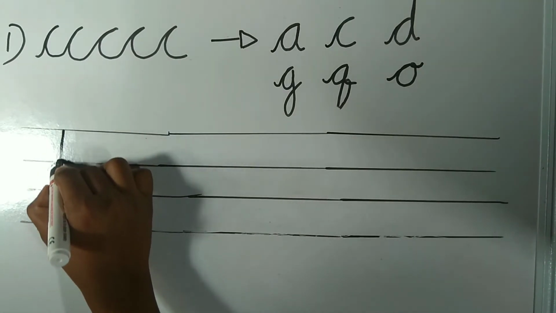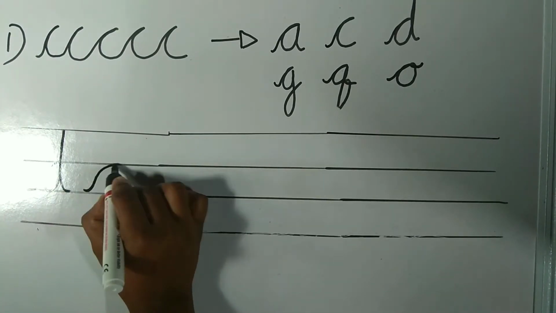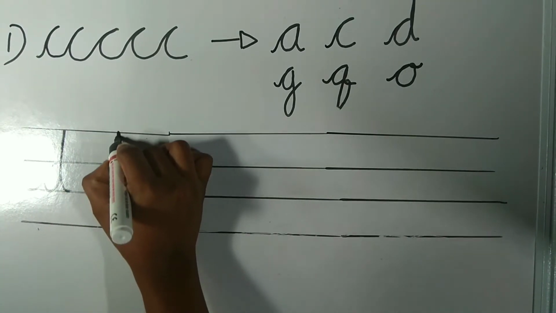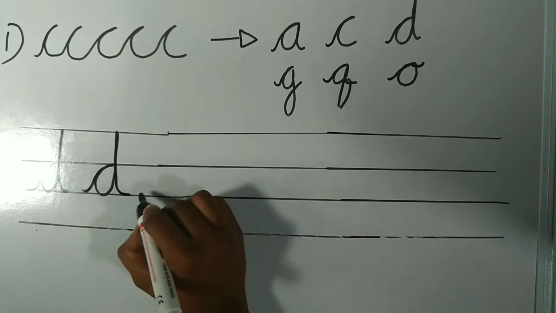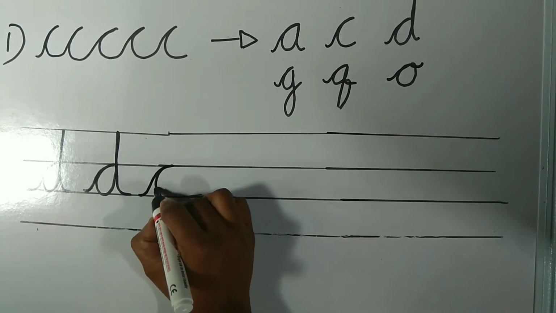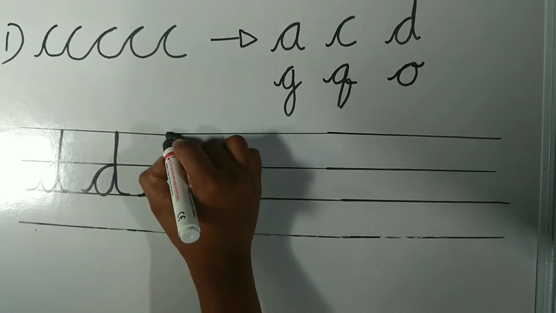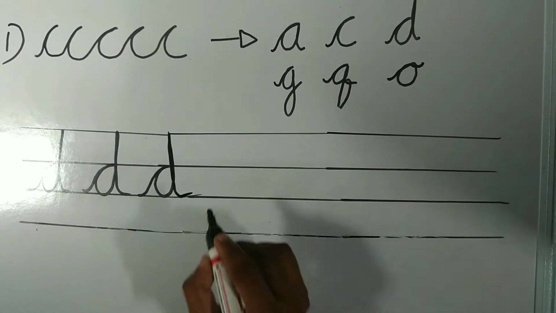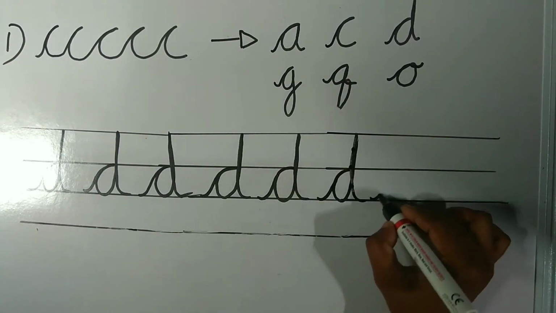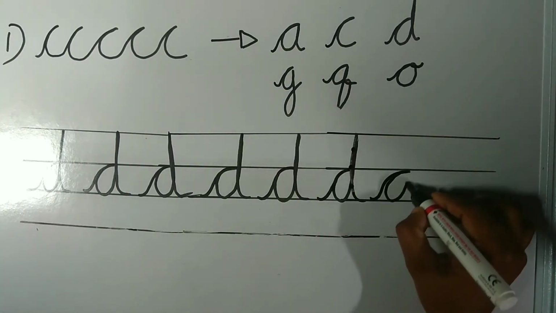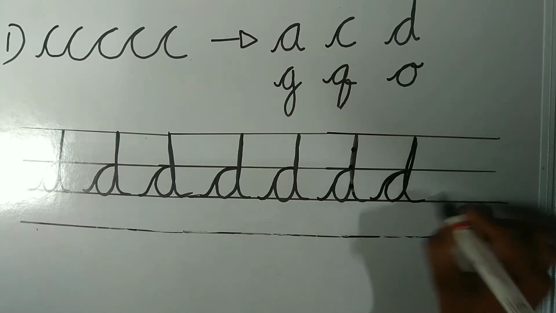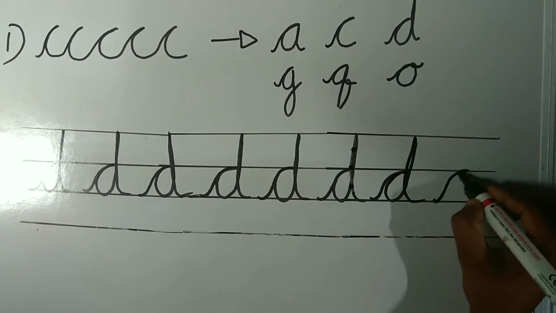Then the next one is D. Start from the third line, write like A, then go up and come down. Start from the third line, write like A, go up, come down. It's also very simple.